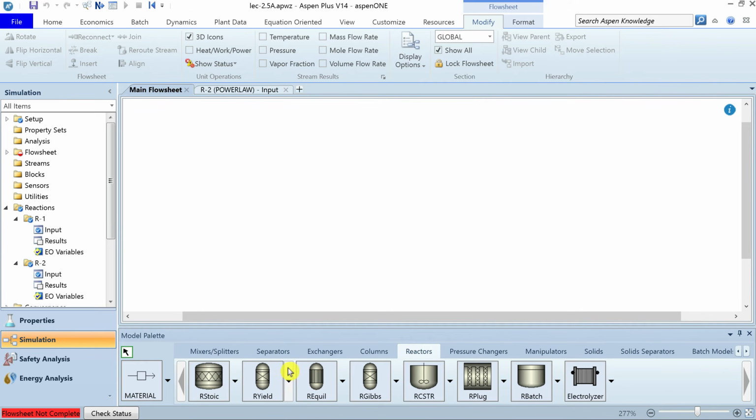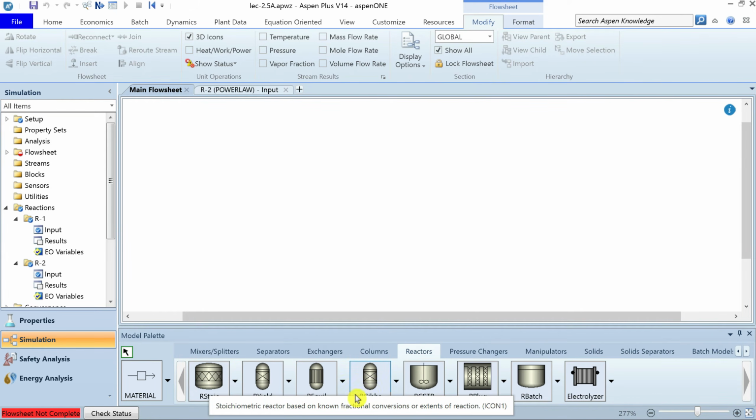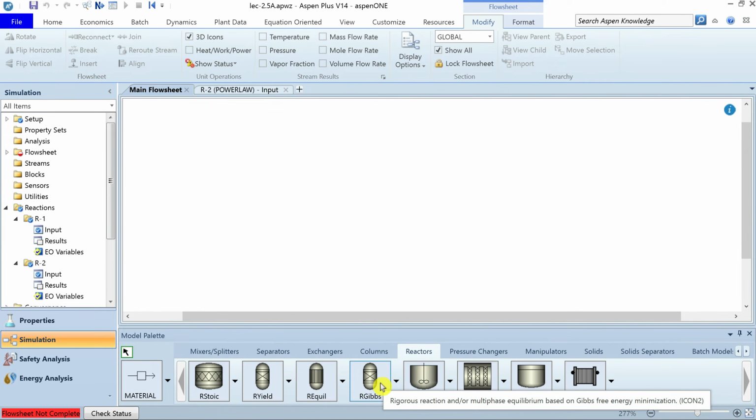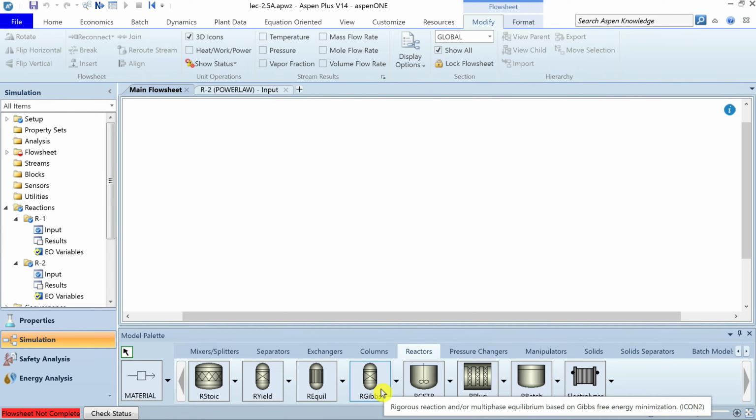Choose a continuous stirred tank reactor from the reactors palette. In the previous video, we have learned how to simulate the first 4 reactors of this model palette, where the stoichiometric reactor and yield reactor are balance-based reactors, and the equilibrium reactor and Gibbs reactor are equilibrium reactors. So the rest of these 4 reactors are the kinetic reactors.